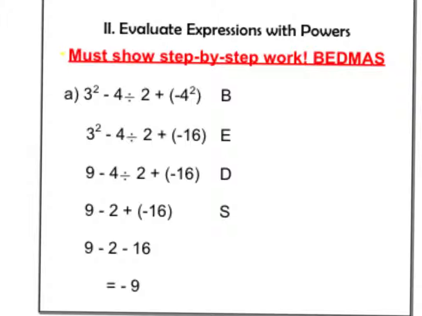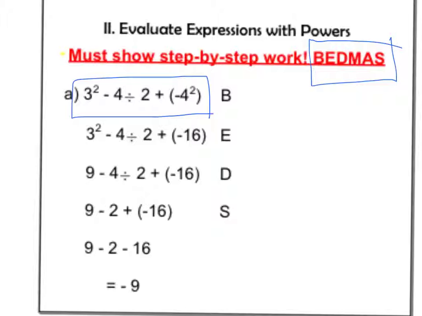Okay, so we'll go through 2 examples now showing the step-by-step work. I know you can see the whole thing, but just follow along as we go. So you're starting with BEDMAS now every time. Okay, no more repeated multiplication. Doing it the grown-up, almost in high school way. So you're going to get these long equations now, okay, that look like this. This is where we're starting from. So 3 squared minus 4 divided by 2 plus negative 4 squared.